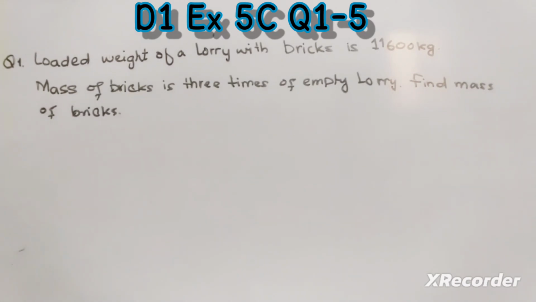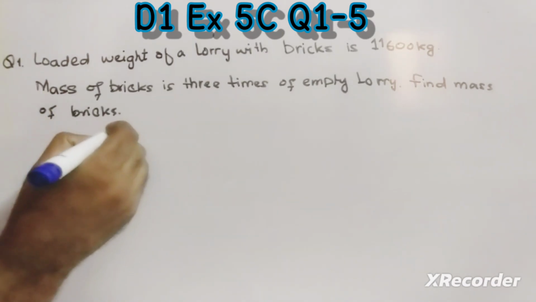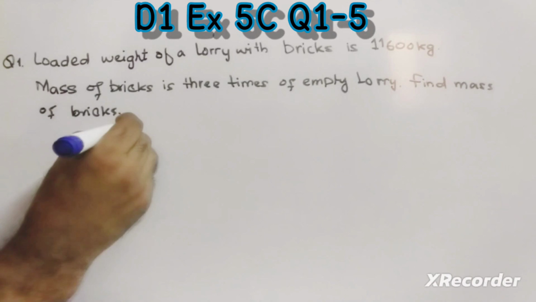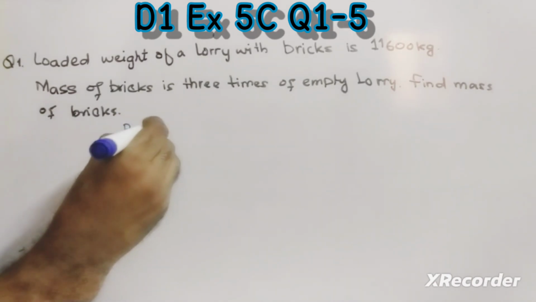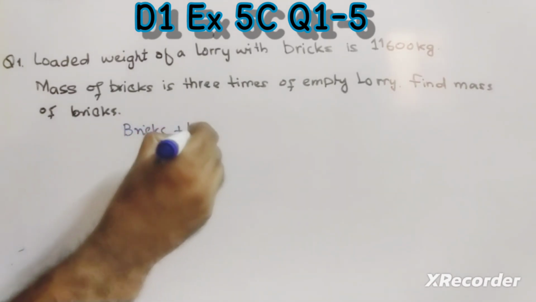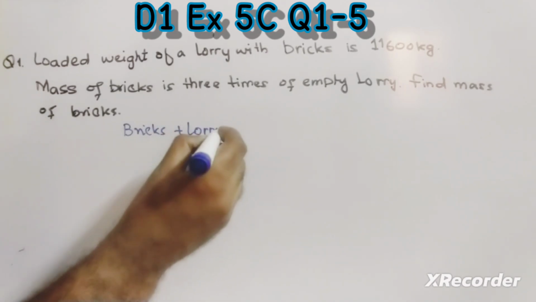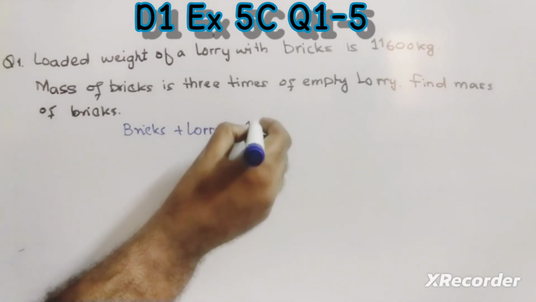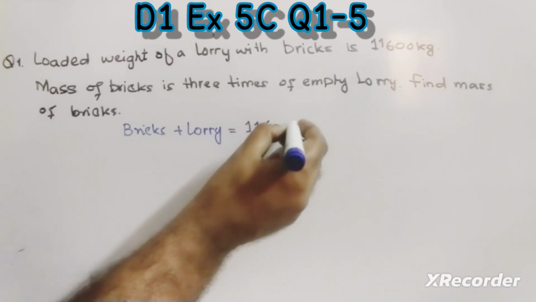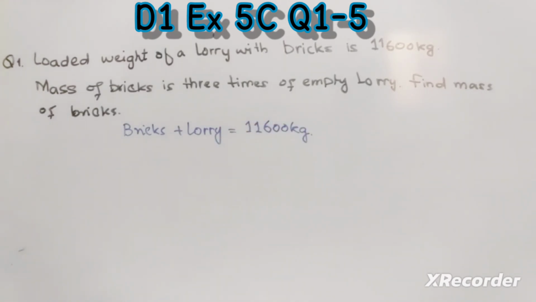The loaded weight of a lorry with bricks is 11,600 kgs. Mass of the bricks is 3 times of the empty lorry. Find the mass of the bricks. Let's start. What is given? Loaded weight of a lorry with bricks. So it means bricks plus lorry is equal to 11,600 kilograms.